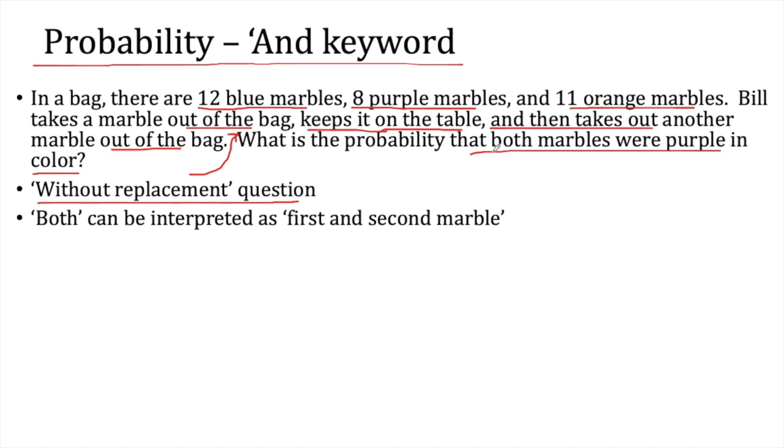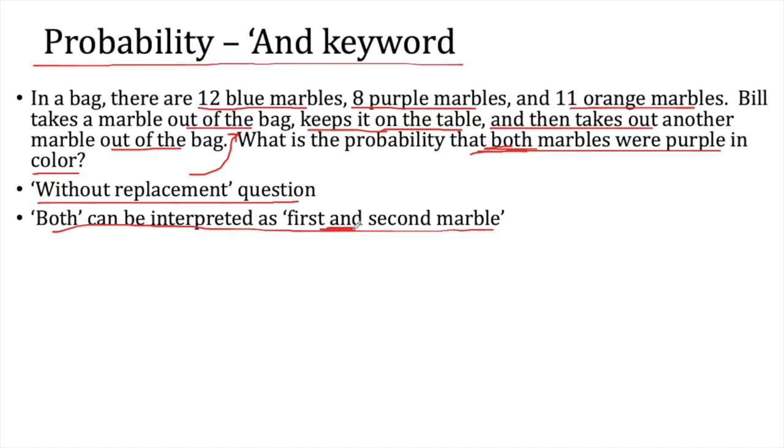So now the next point to realize is that when the question asks what is the probability that both marbles were purple in color, it essentially means the first and second marble. And now we see this AND keyword here. Throughout the question, you'd have noted that there is no AND keyword in a probability sense. But now that we can interpret this both as first and second marble, we can now use the properties of the AND keyword in answering our question.